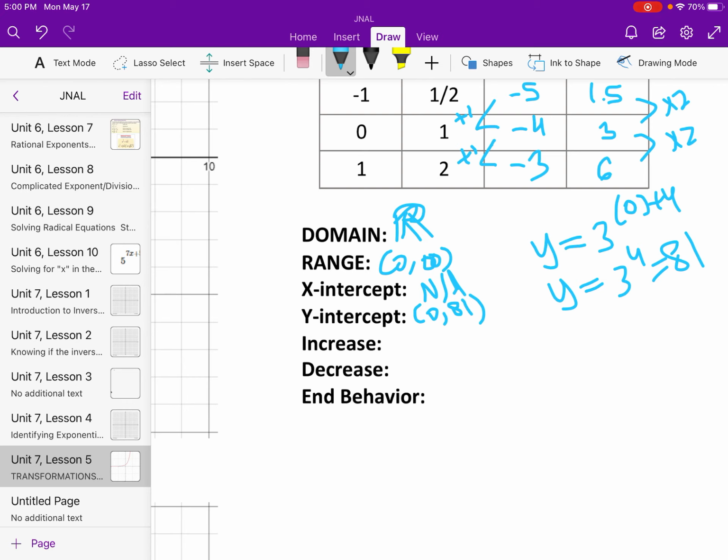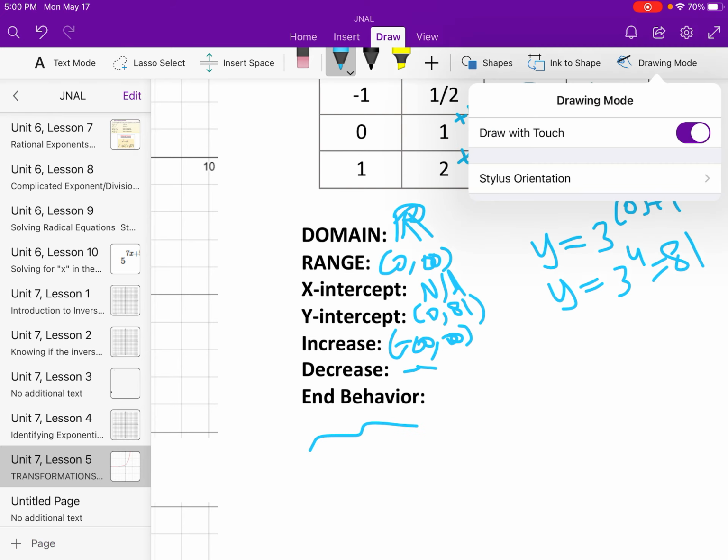It increases the whole time, and it doesn't decrease. And then the end behavior is the same as last time, so I don't need to go over that again. That's not what this unit's really about. We already talked about that before. All right, last one that we're going to do.